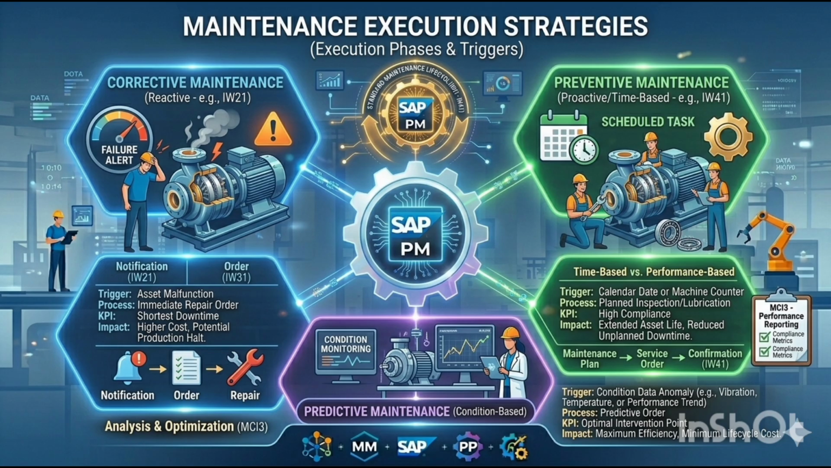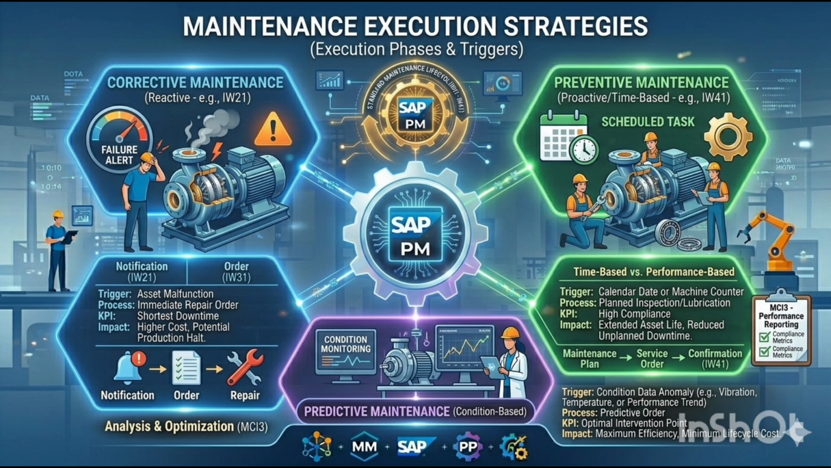Next, we have maintenance execution strategies. So, here we have the comparison of three main triggers for maintenance activity. Corrective maintenance, triggered by an asset malfunction. It is reactive, leading to immediate repair orders and often resulting in higher costs.